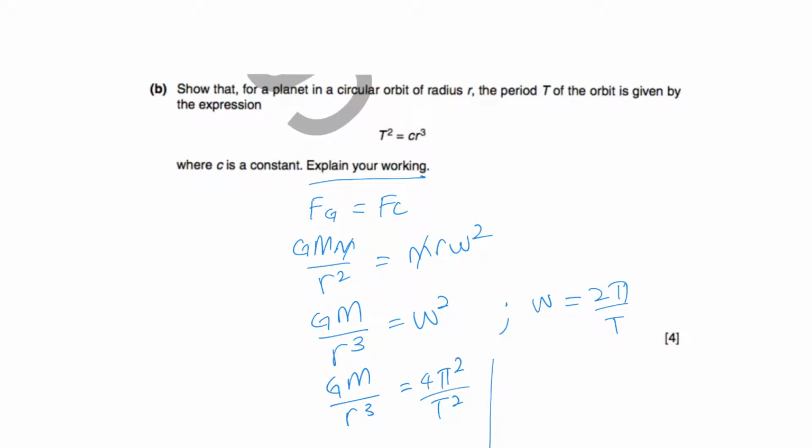So that would give you, bring the T squared over, so you get T squared equals to 4 pi squared over GM times r cubed. So this is your constant. So then you can write K r cubed. So that is actually Kepler's third law.